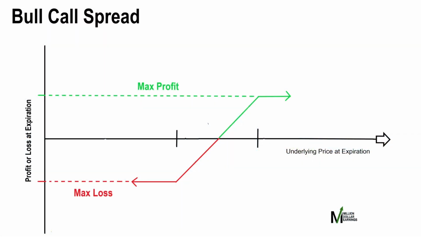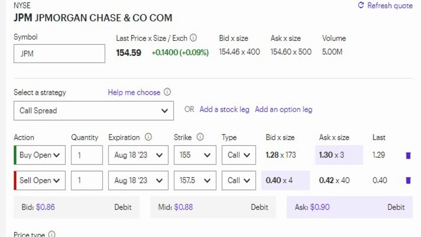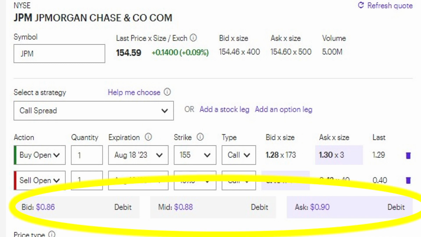There are two types of vertical spreads, bullish and bearish. In a bull call spread, an investor buys a call option with the lower strike price and simultaneously sells a call option with the higher strike price. This strategy is used when the investor expects the price of the underlying asset to rise. The premium received from selling the higher strike call partially offsets the premium paid for buying the lower strike call, reducing the overall cost of the position. Because there is a net premium paid up front, this is considered a debit position. The net premium represents the total risk of the position.